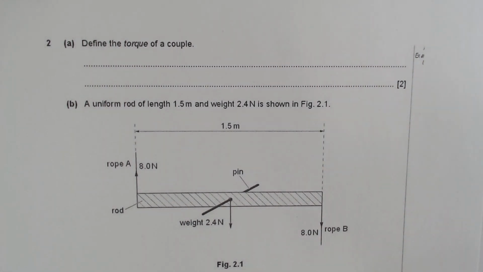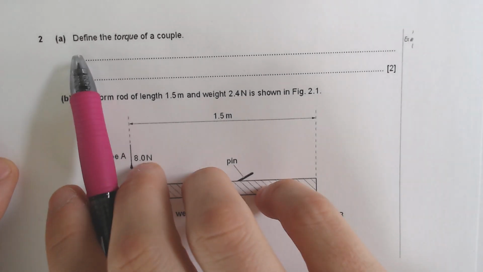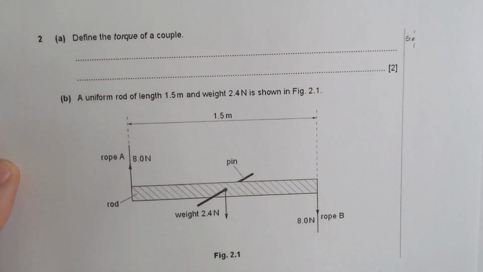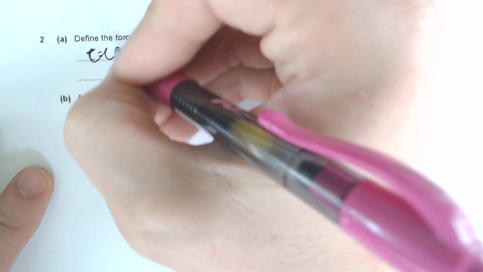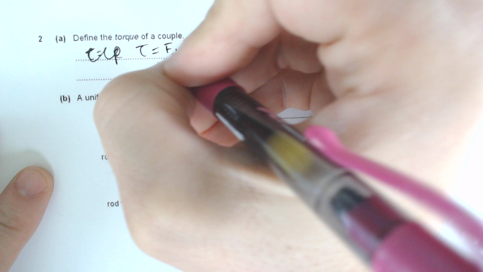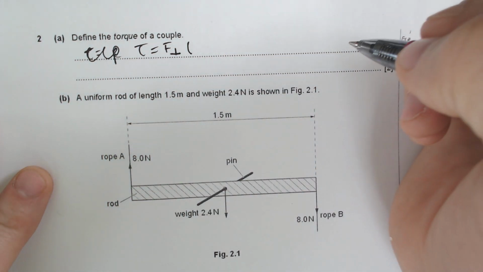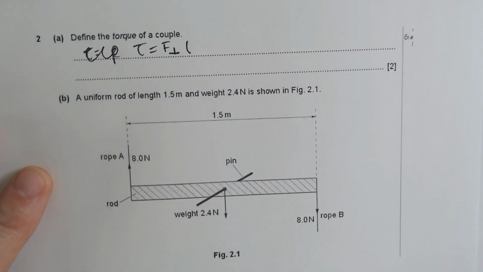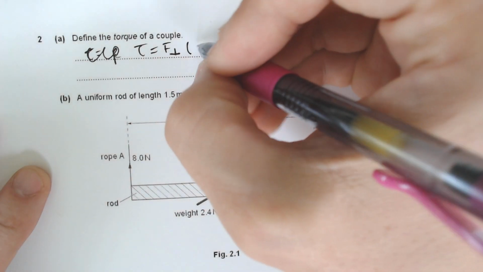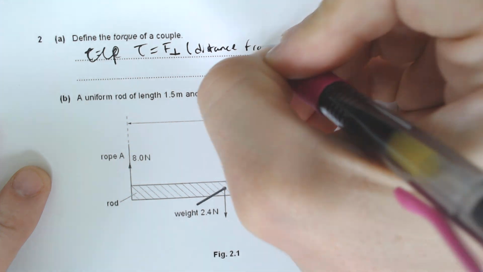Today we're going to be doing a torque problem where we have to do a few different things. So the first thing is just to define the torque of a couple. Torque is equal to the product of one of the forces, the perpendicular force, times the distance between the pivot point. I'm going to write down: force perpendicular times the distance from pivot.